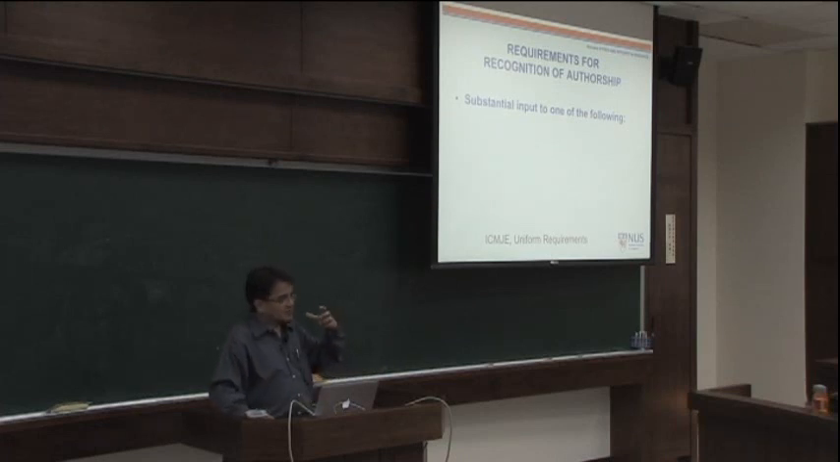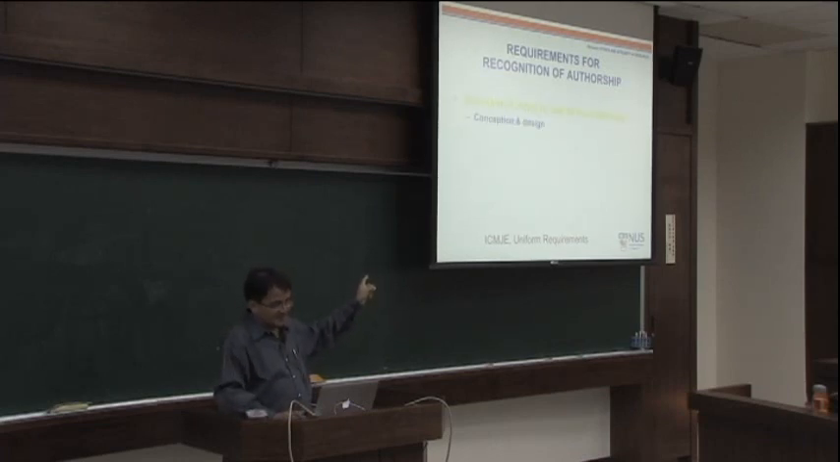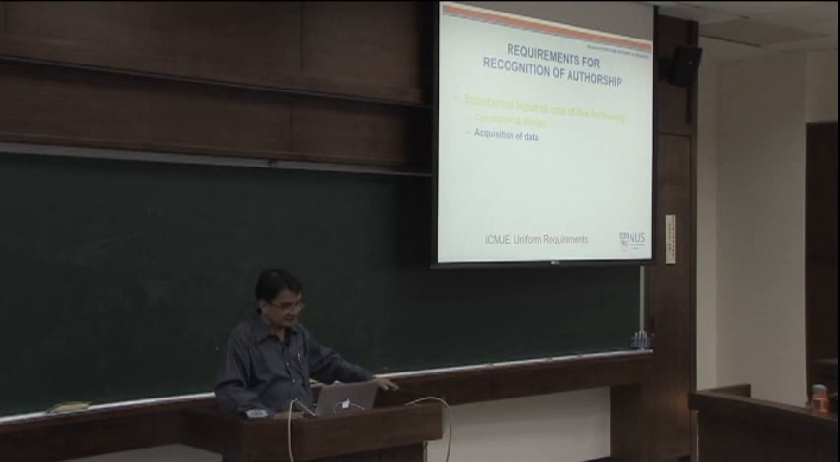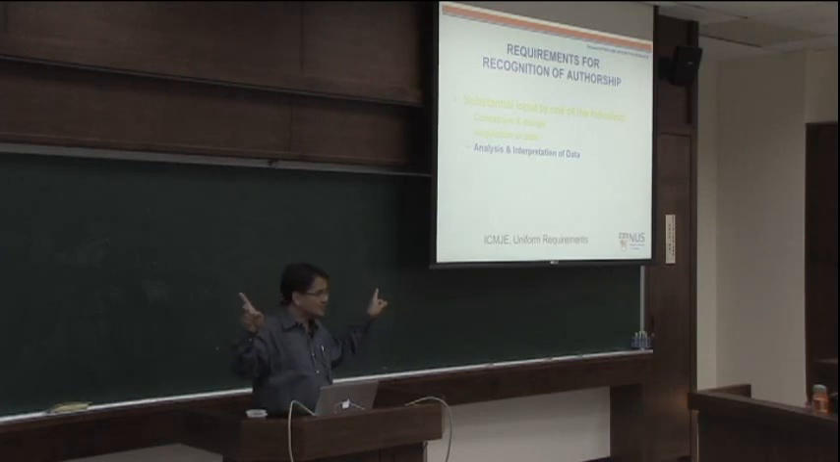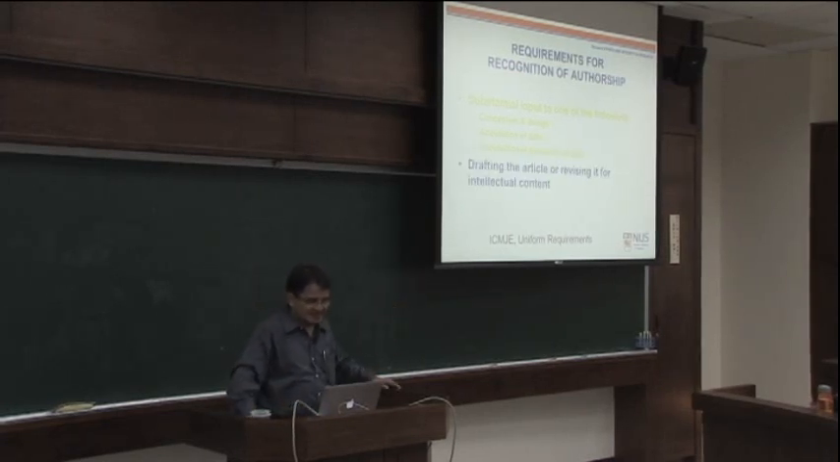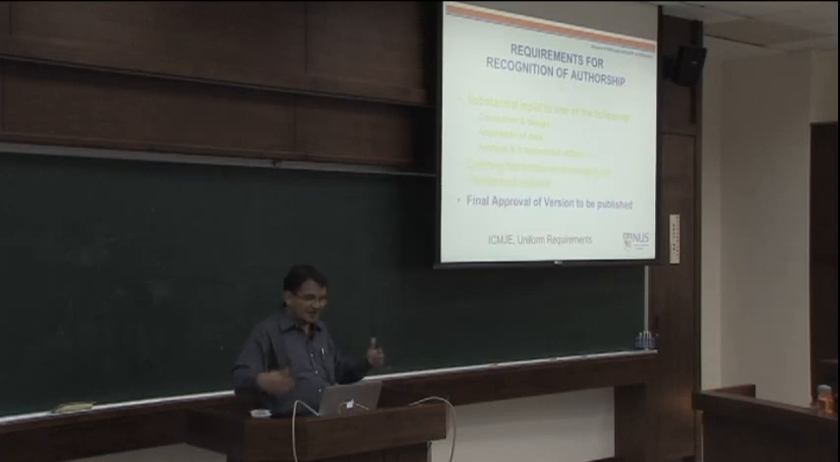What do they say? For someone to be recognized as an author, that person must make substantial input to one of the following: conception and design, acquisition of data, and analysis and interpretation of data. So at least one of these three. But not only that, okay? At least one of these three, plus drafting the article or revising it for intellectual content. And there is one more: final approval of the version to be published.